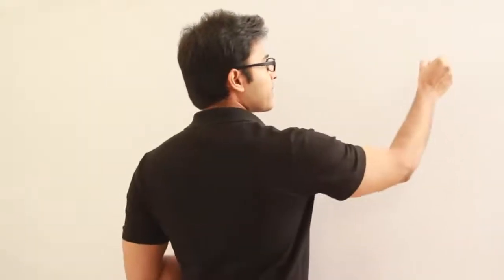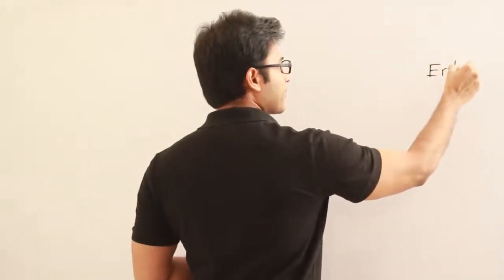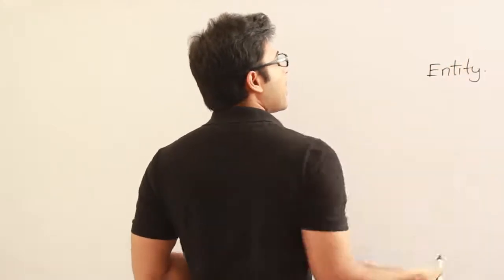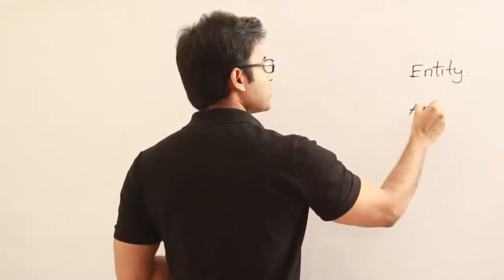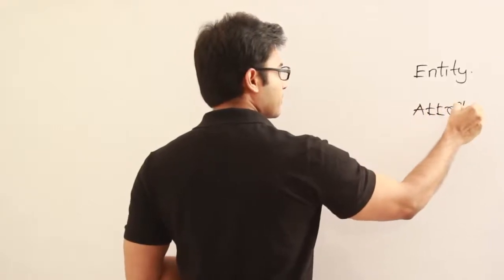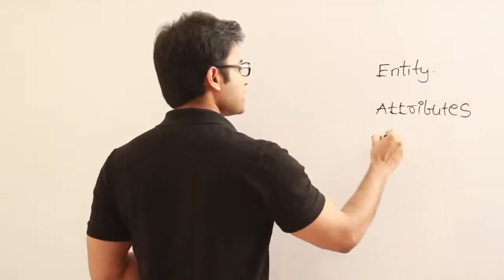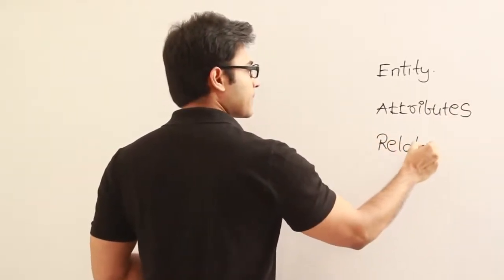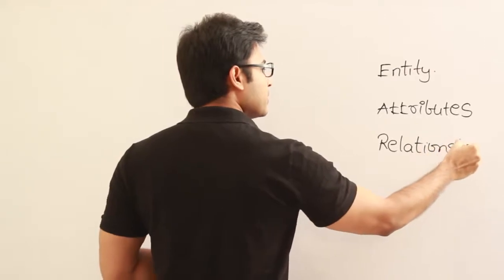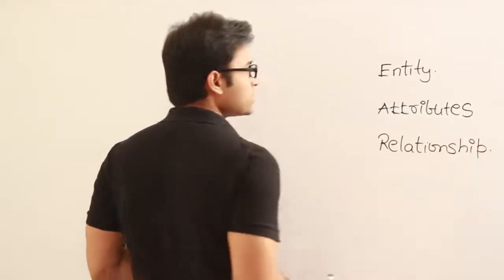So ER itself means entity relationship model, right? ER model means entity relationship model, right? And in this entity relationship model there are actually three things that you should know. One is called an entity, okay, and the other is called attributes, and the other is called relationships, okay. So why do we generally use this ER diagram?